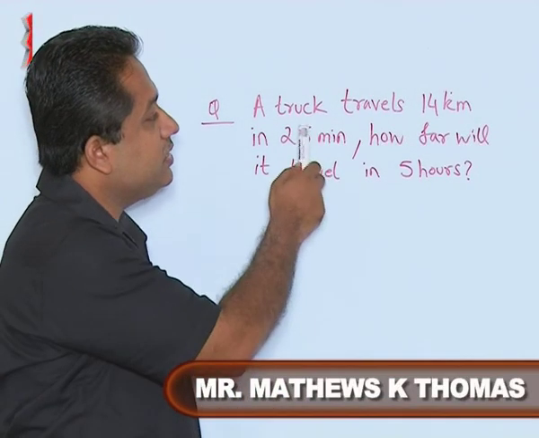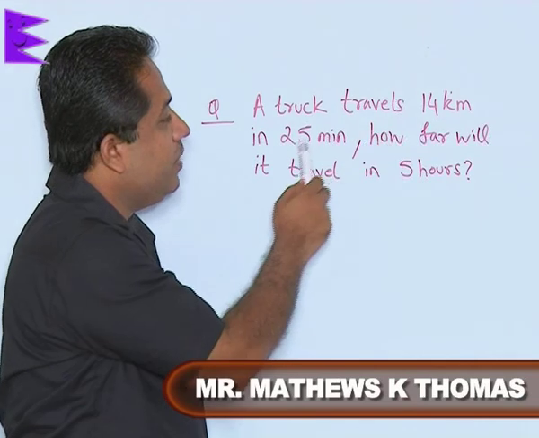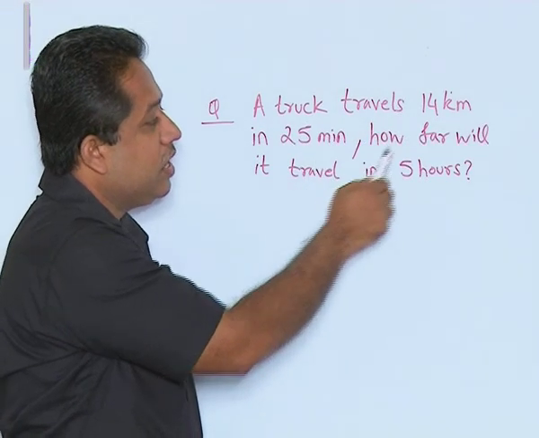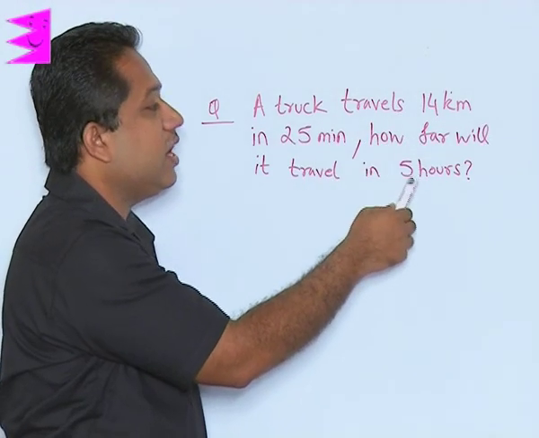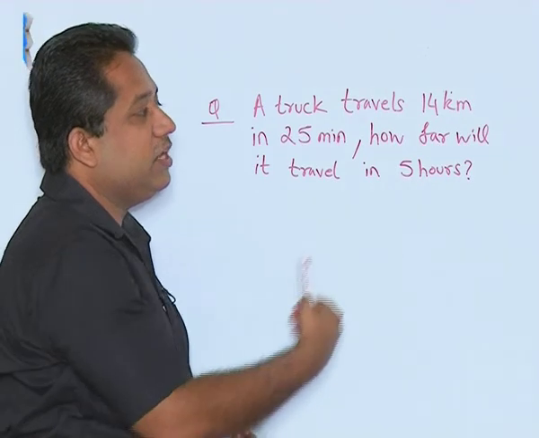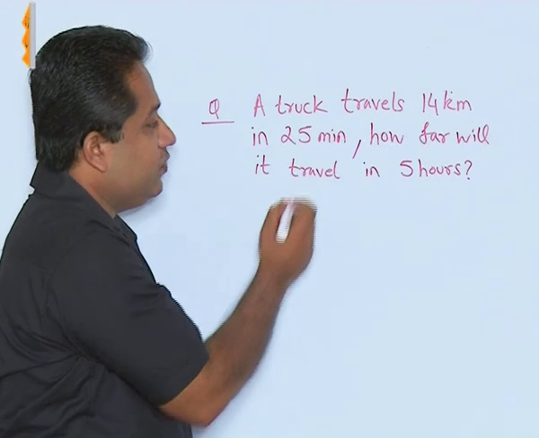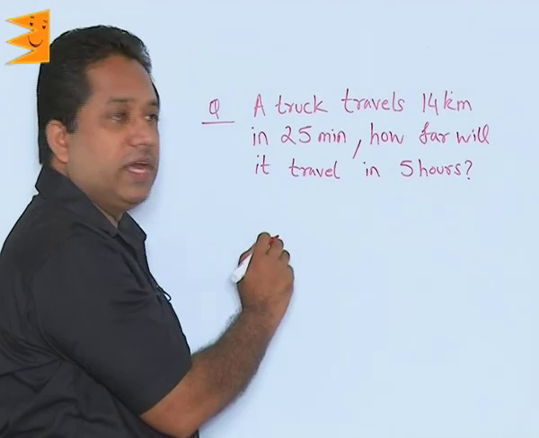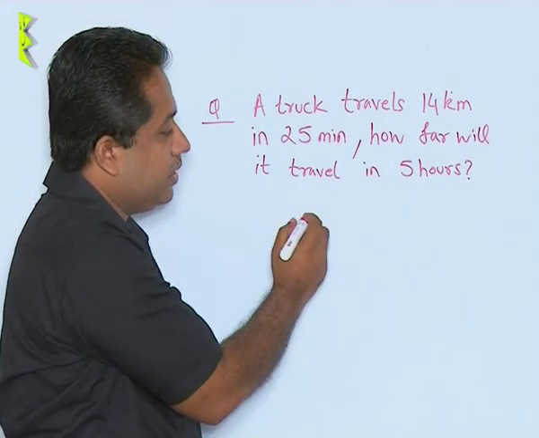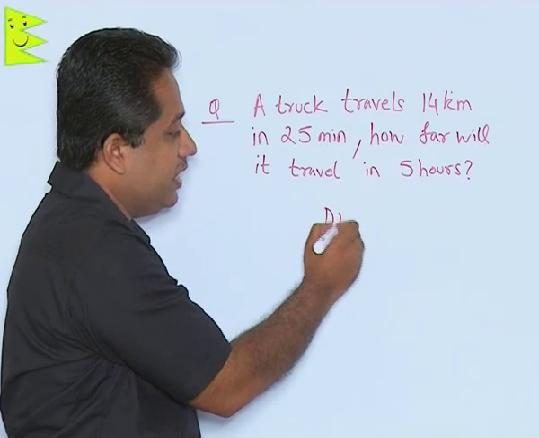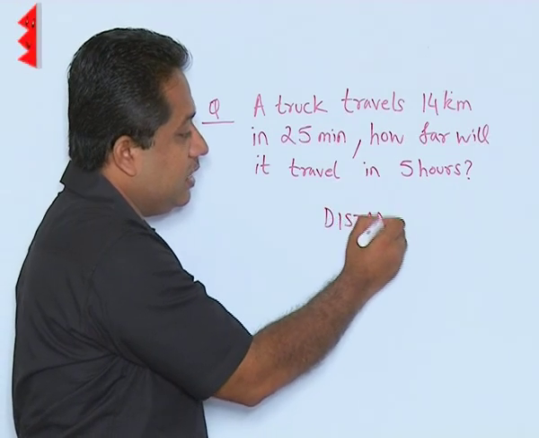So, what happens is here 14 kilometers is covered in 25 minutes. How far will it travel in 5 hours? So, in 5 hours obviously it will cover more distance. So, here once we understand that this is a question based on direct proportion, we are going to prepare the column. The columns will be distance and time.